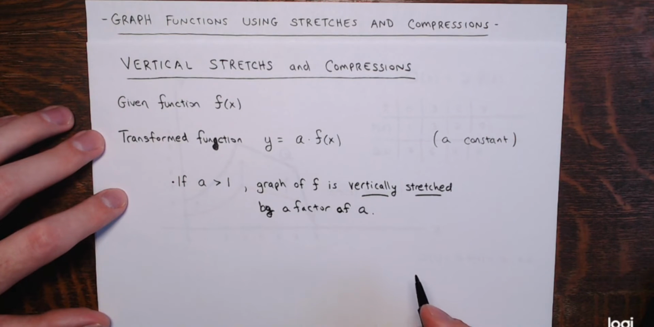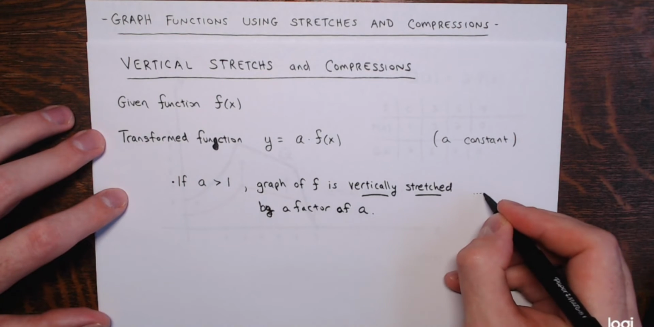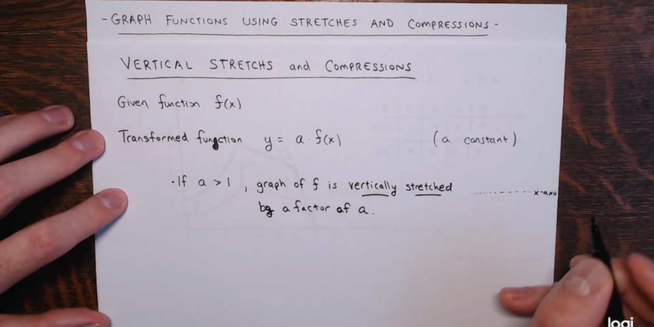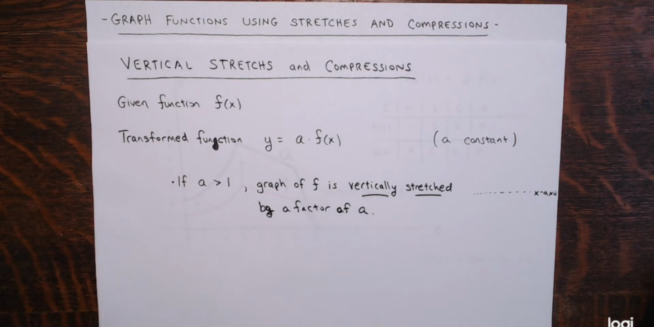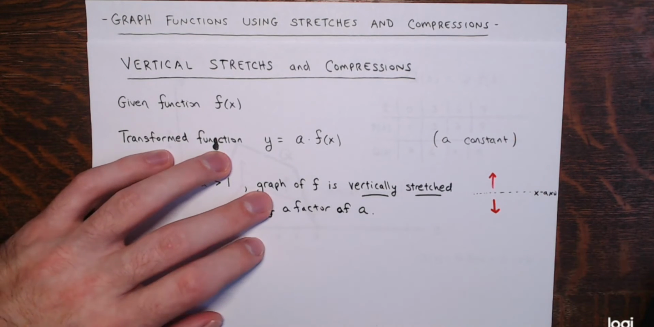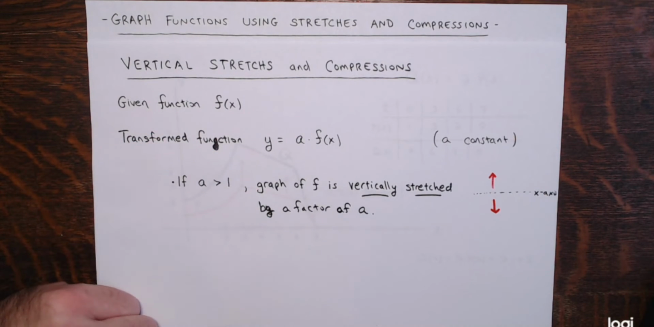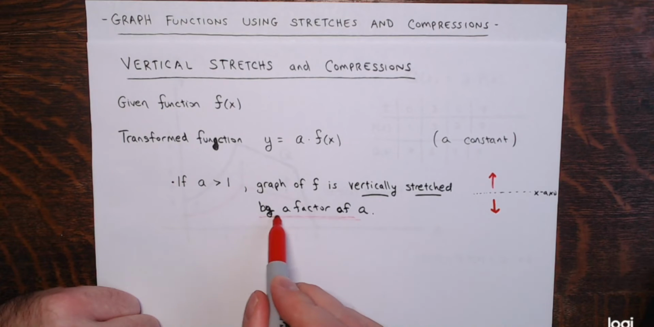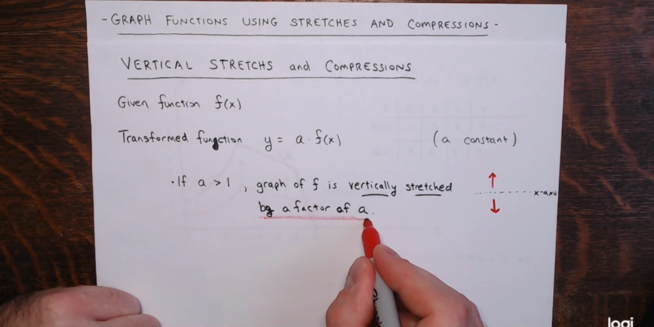Now vertically stretched means this. Now here's the x-axis. It just means all the points on the graph are pushed further away from the x-axis. That's what it means to be vertically stretched. And by a factor of a simply means that's how far the distance is multiplied by, right?